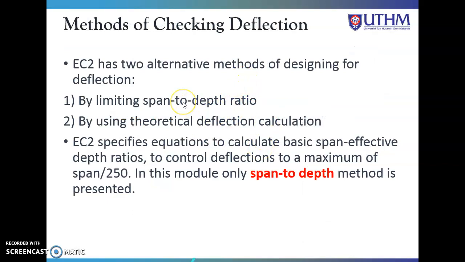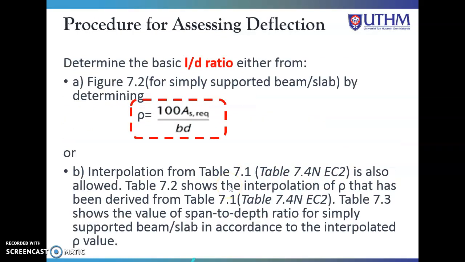So, kat sini dia punya method of checking. Your code has 2 alternative methods. First is limiting the span to depth ratio, and the second is using the theoretical deflection calculation. Tapi in this module, we specifically use the span to depth method. Alright.